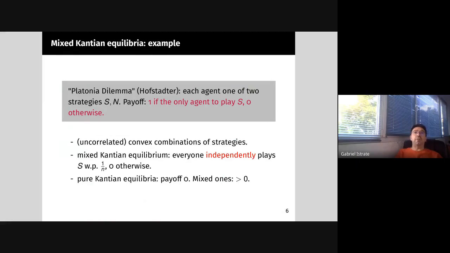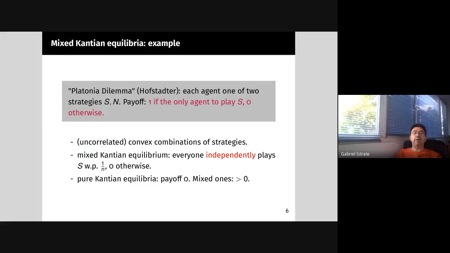So to start talking about mixed Kantian equilibria, I'm going to start with an example. It's a so-called Platonia dilemma game, defined first by Hofstadter. The idea is that n agents compete for a prize, and they can choose to submit their name to win the prize, or not submit it. If exactly one agent submits its name, it will win the prize. If more than one agent submits or no one submits, then everyone gets 0.